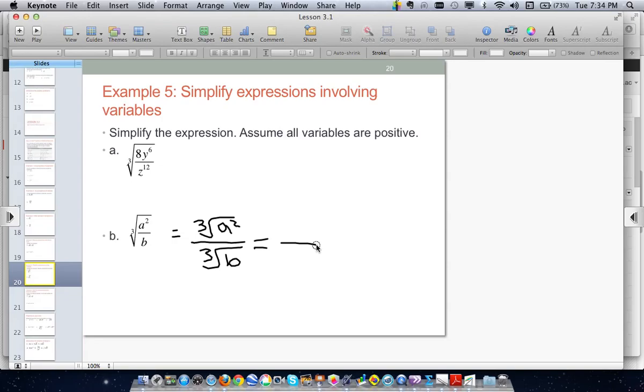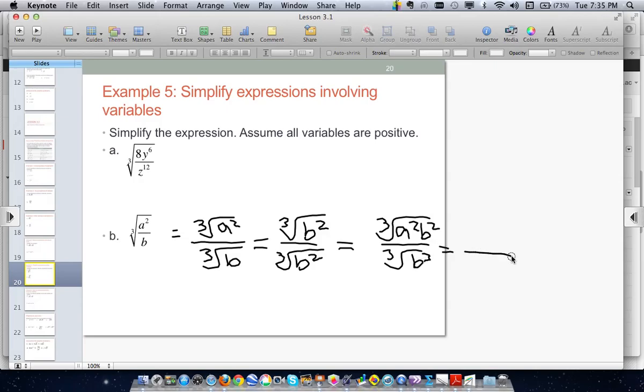So b times b is b squared. So I need to multiply the denominator by the cube root of b squared so I can get my 3 b's. But of course, whatever I do to the denominator, I have to do to the numerator to keep it equivalent. So let's go ahead and combine that. I have a squared times b squared up in the numerator, and then I have b to the 3rd power of the denominator, which means the cube root of b to the 3rd power, of course, is b.